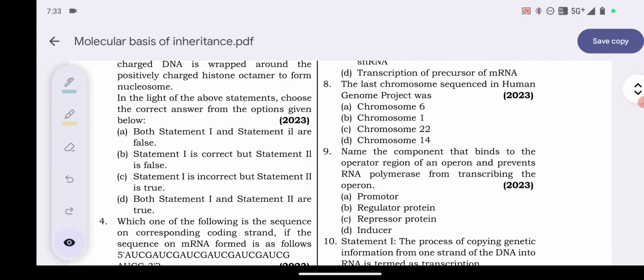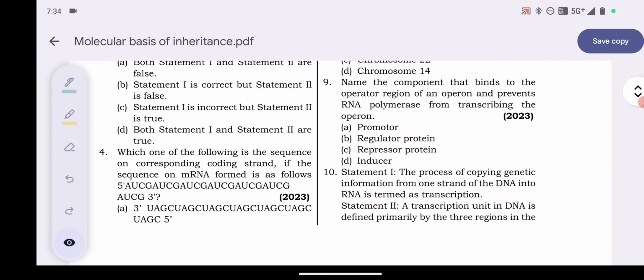Question number 8. The last chromosome sequenced in Human Genome Project was, that is option number B, chromosome 1. Chromosome 1 is the largest human chromosome, was the last to be fully sequenced with the task not being completed until May 2006. This marked a significant milestone in human genetics. So chromosome 1 is the answer.